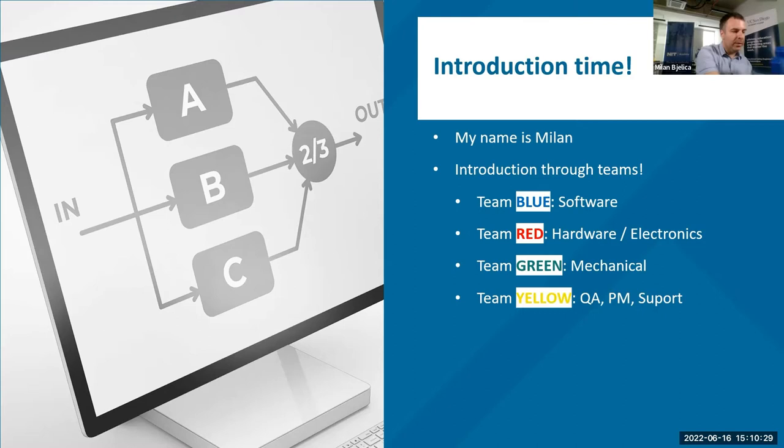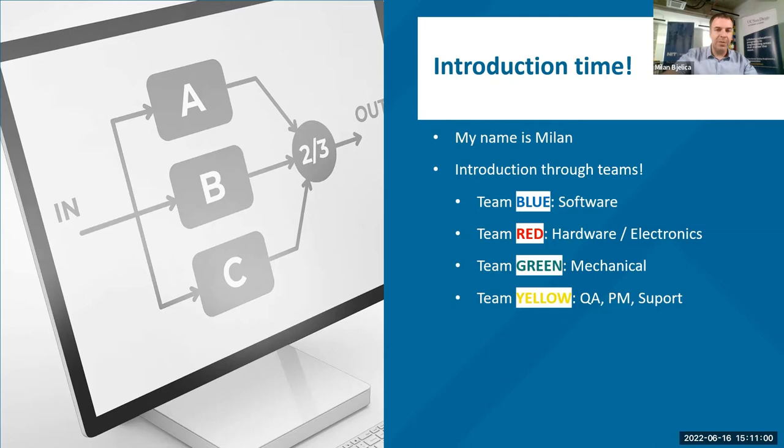is actually the team that will consist of all the people that have a primarily software background. So if you feel like software is your main thing, any kind of software, even if you do more than software, if you feel that the software is what you do mostly, then you're a team blue. So the team red is for people that see themselves as hardware and electronics oriented persons. So if you are hardware or electronics oriented, then you're a team red.